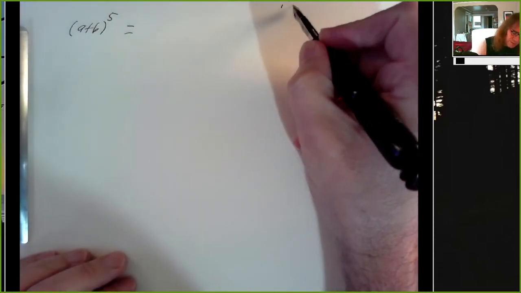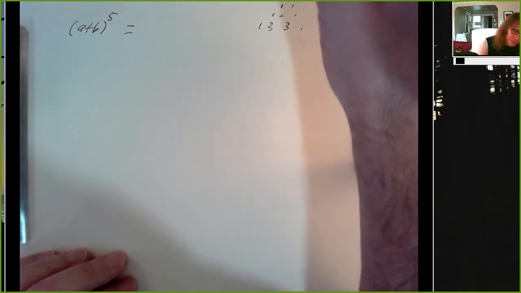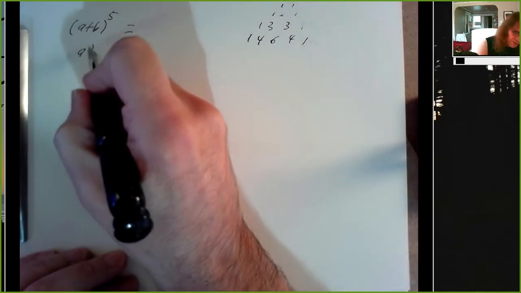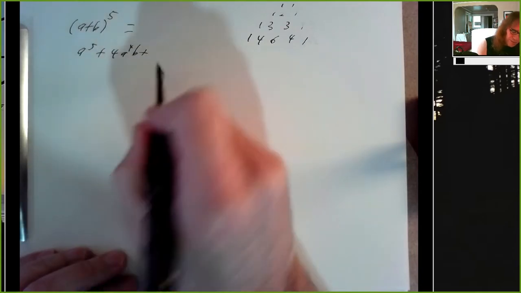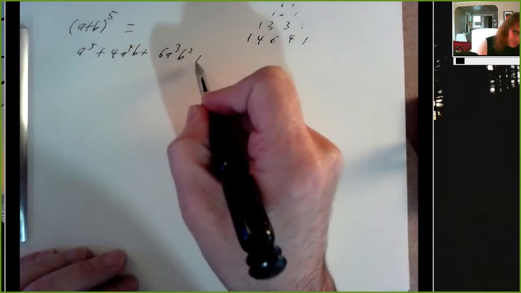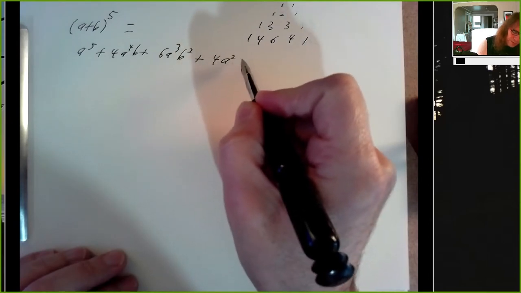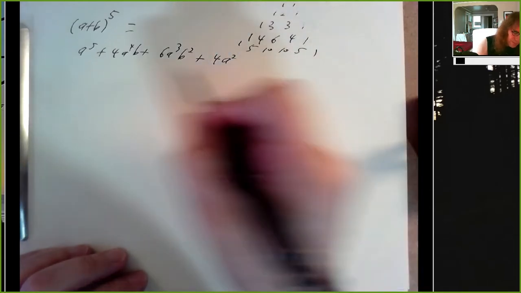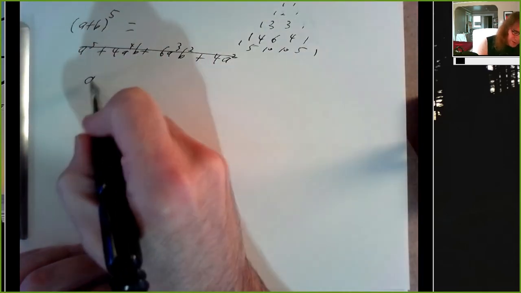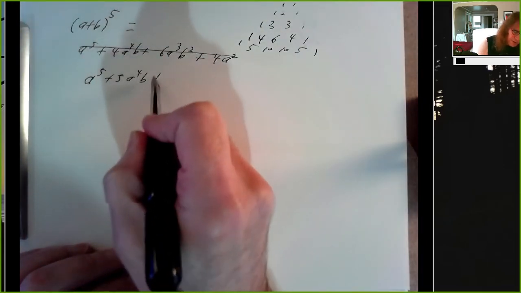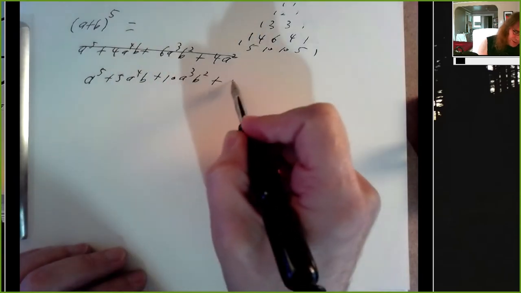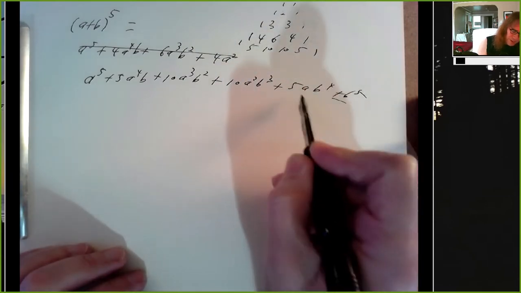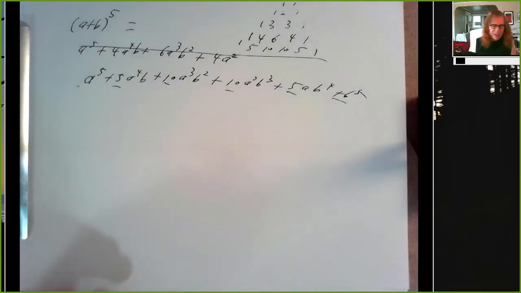Well, if you know Pascal's triangle, we can immediately write this as equal to a to the fifth plus 4a to the fourth b plus 6a cubed b squared plus 4a squared. Oh, but I didn't go far enough. So a to the fifth plus 5a to the fourth b plus 10a cubed b squared plus 10a squared b cubed plus 5ab to the fourth plus b to the fifth. And those coefficients just come out of Pascal's triangle.